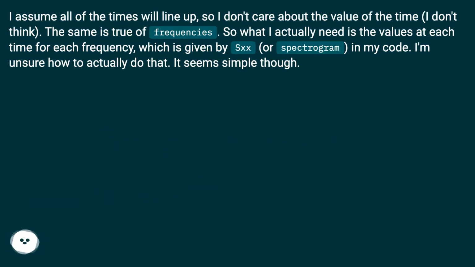I assume all of the times will line up, so I don't care about the value of the time, I don't think. The same is true of frequencies. So what I actually need is the values at each time for each frequency, which is given by Sxx, or spectrogram, in my code. I'm unsure how to actually do that. It seems simple though.